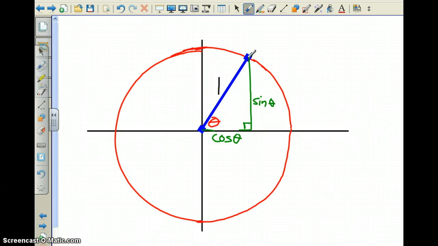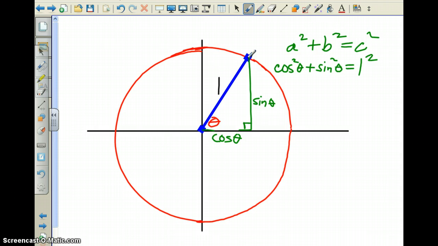So this little triangle here is going to be used to develop what's called a Pythagorean identity. Because on a right triangle, we can set up Pythagorean theorem. And on this triangle, I know the hypotenuse is 1, so that's going to be my c value. And then my two legs are cos theta and sine theta. So I'm going to do cos squared theta plus sine squared theta.